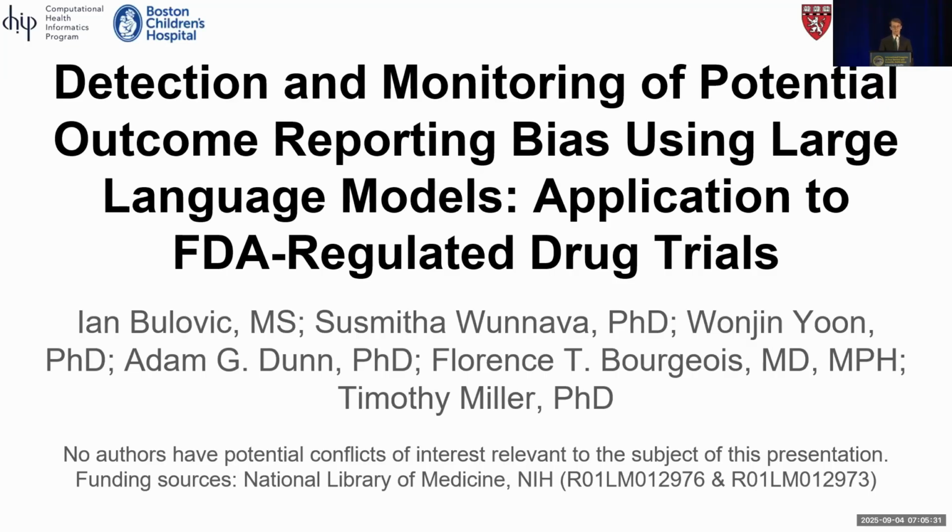So my principal investigators for this work are Florence Bourgeois and Tim Miller, who are both faculty members in the Computational Health Informatics program at Boston Children's Hospital, as well as associate professors in the Department of Pediatrics at Harvard Medical School.